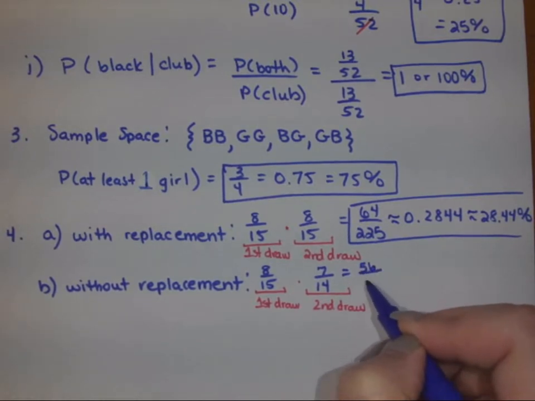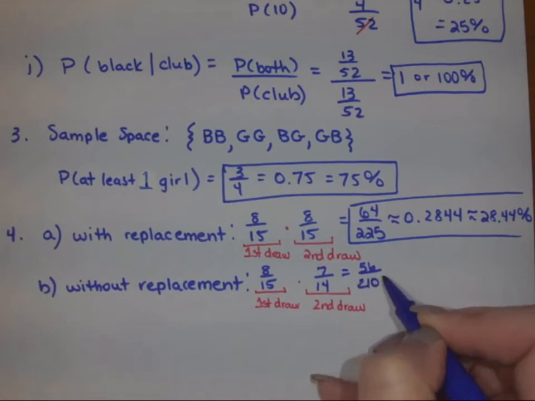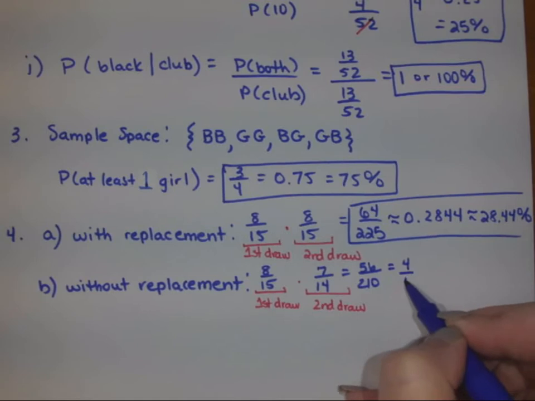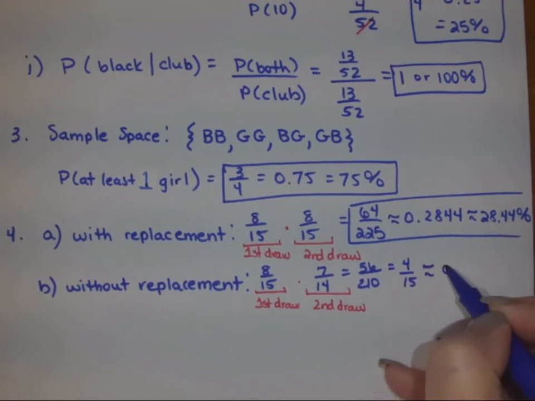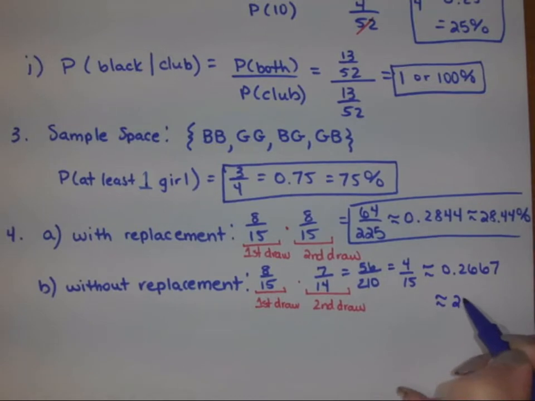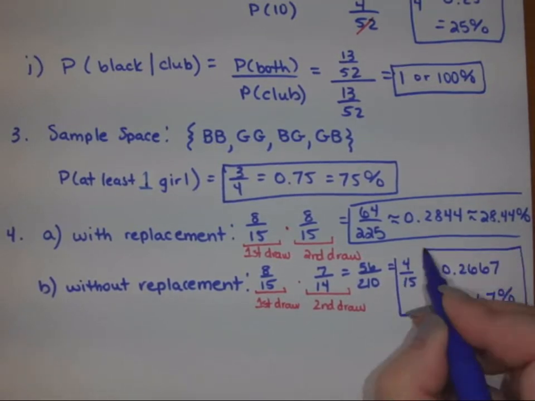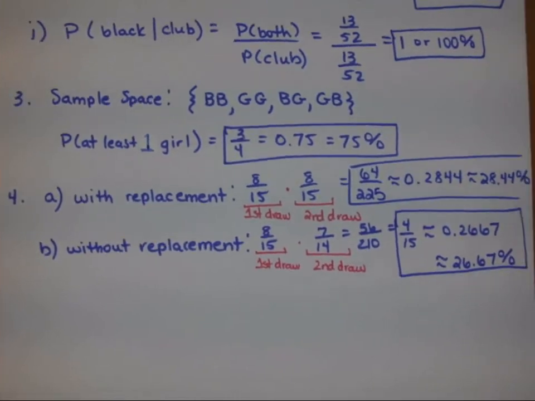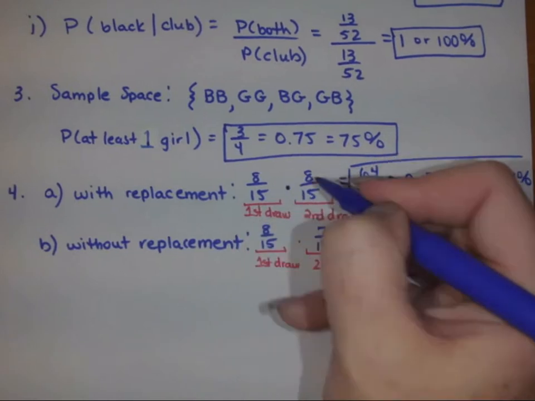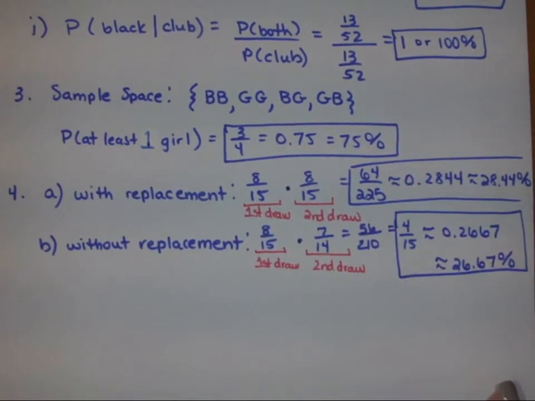So this will be 56 out of 210, which reduces to 4/15, which is about 26.67%. So there it is, written as a decimal as well. So it does matter when you put items back versus when you don't. But notice in both cases we multiply, since we are finding the probability of one event and the other.